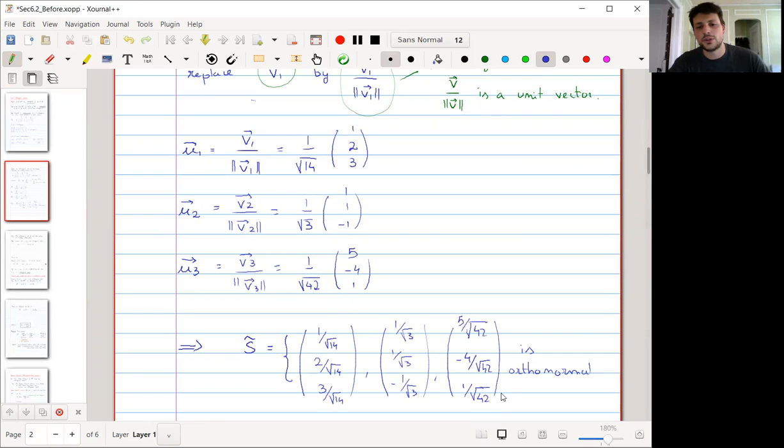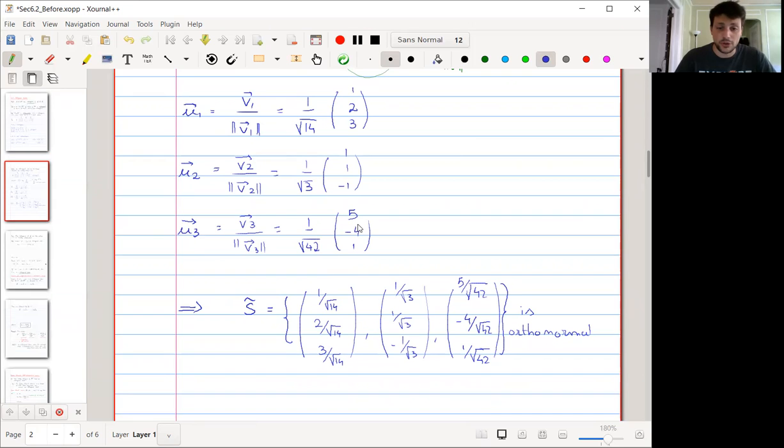This new set, S twiddle, is now an orthonormal set, because rescaling vectors doesn't change their orthogonality. It will rescale their dot products, but they will still be constant times 0. So they will remain orthogonal. But now we normalized it so that every vector is a unit vector, so S twiddle is orthonormal.